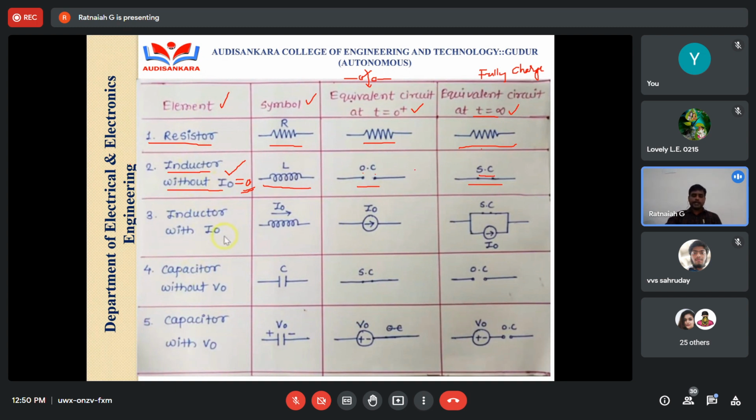Therefore, an inductor will act as an open circuit initially. At steady state, it acts as a short circuit. This is only for when the initial charge in the phone, or the initial current in the inductor, is 0. That means we should take it like this only when the initial current is 0.